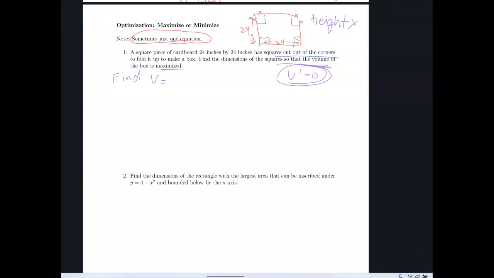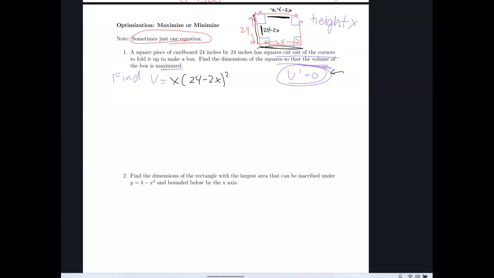If all of this is 24, then this right here would be 24 minus 2x. And the same thing: if all of this is 24, then this right here would be 24 minus 2x. So my volume would be x, which is the height, and length and width would be 24 minus 2x, and then I would square that. Okay, so we know we need to take the derivative of this and set it equal to 0.